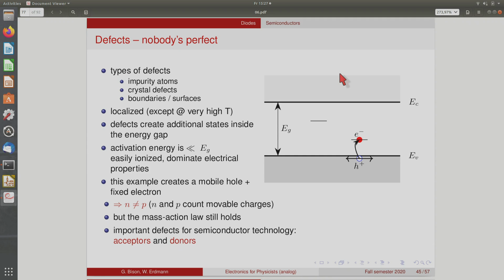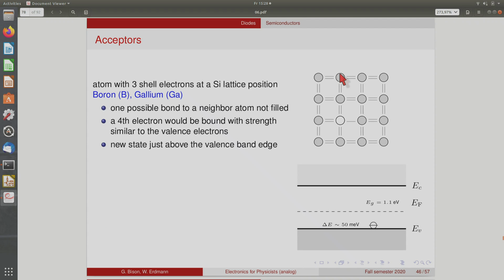So there are two types of defects that are important in semiconductor technology, and those are the acceptors and donors. So what we've just seen was in principle an acceptor. The ones that are used technologically are boron and gallium. So these are atoms with 3 shell electrons that we put into the silicon lattice in a position where a silicon atom would usually be. So this is indicated here.